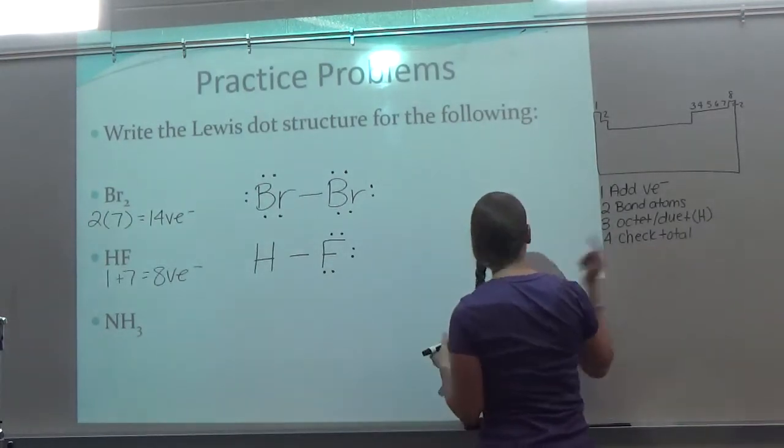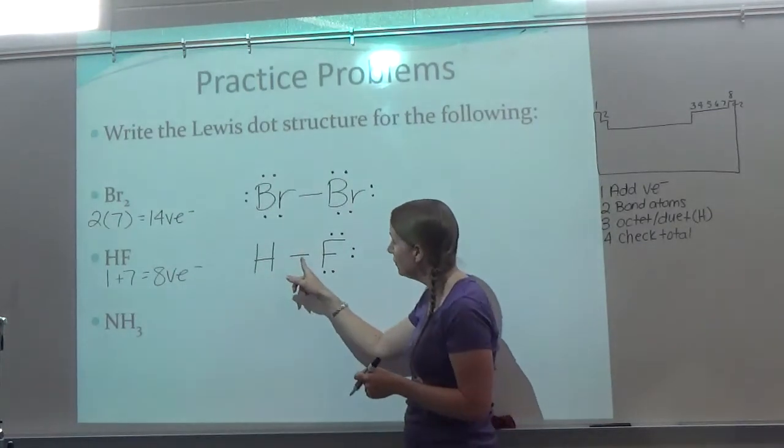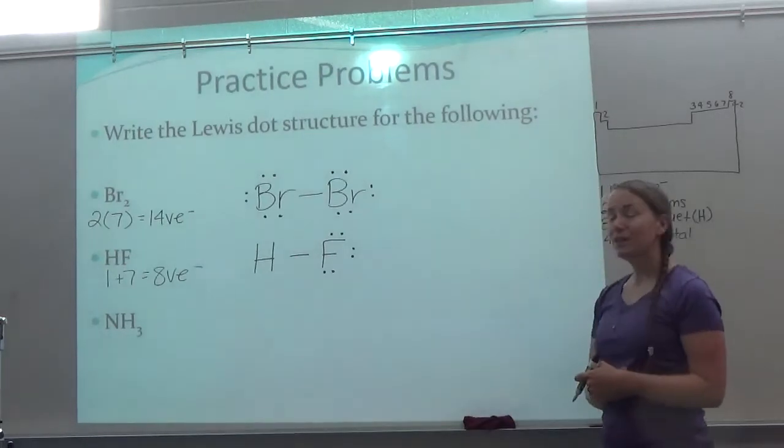Now, last step is I need to check my total. I'm allowed to have 8 valence electrons, 2, 4, 6, 8. And so I'm done. All right, so hopefully you got that one right.